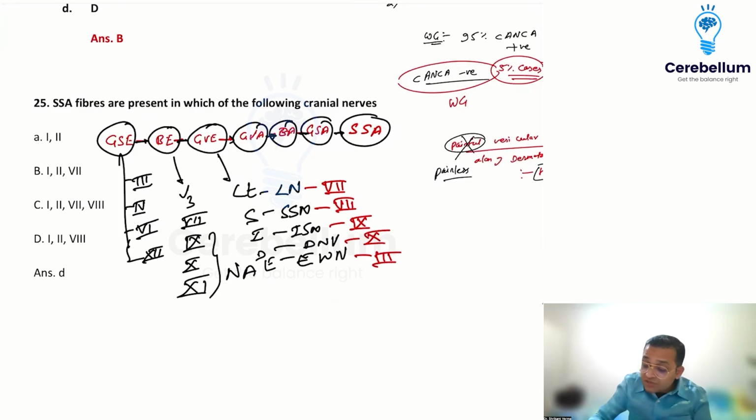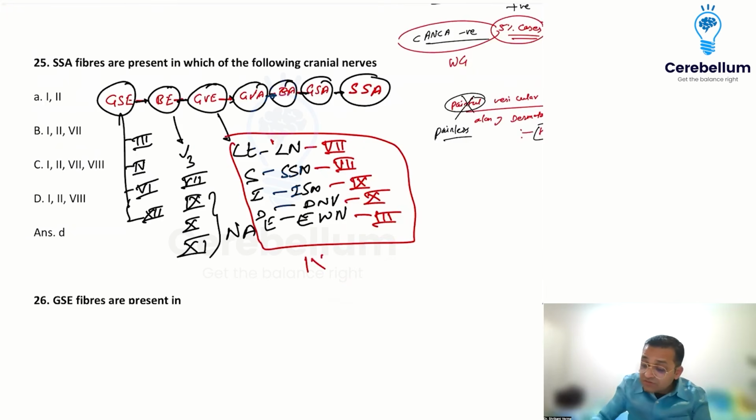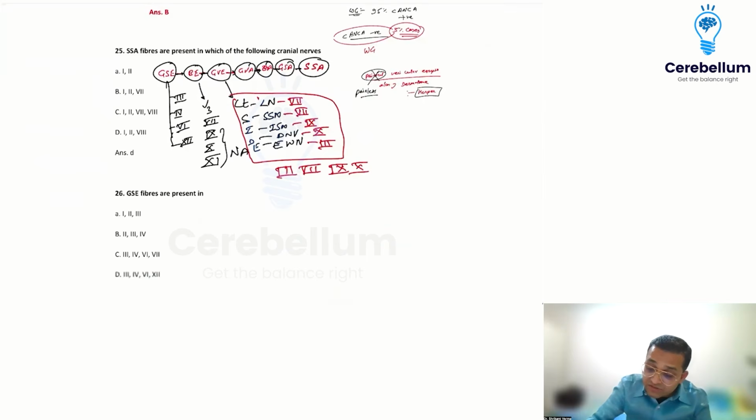So ultimately, the story is that our parasympathetic cranial nerves are 3, 7, 9, 10. So these are our answer.